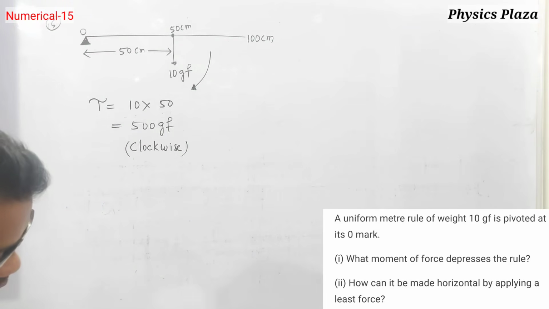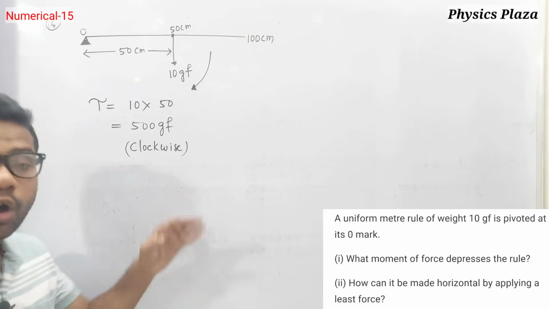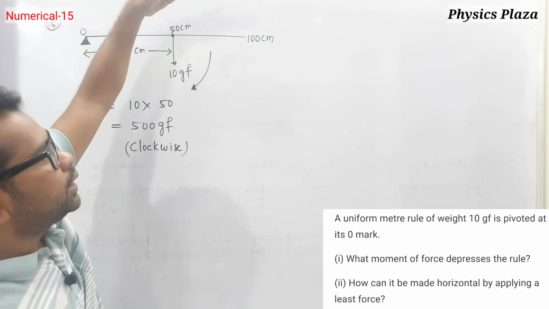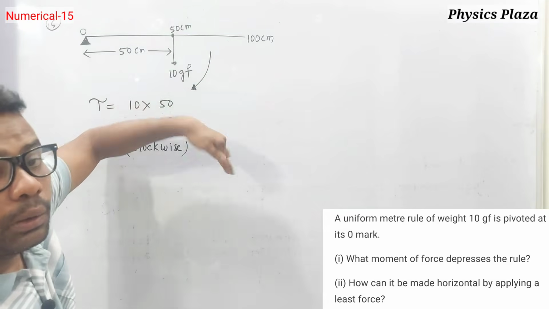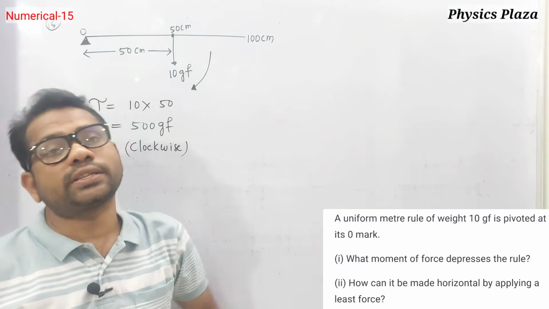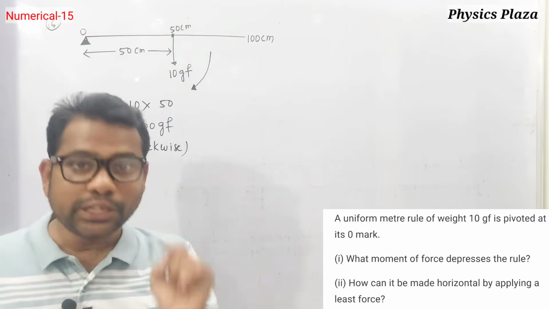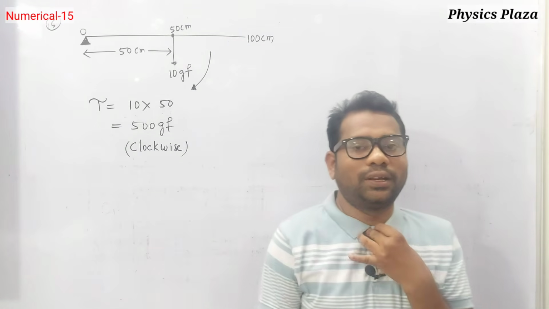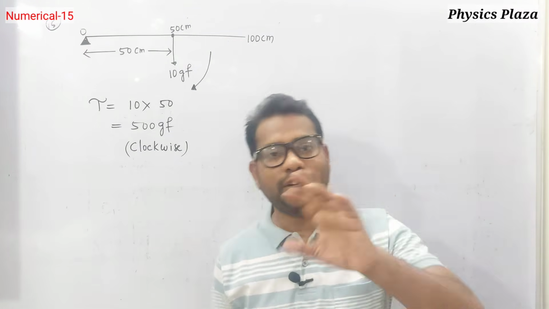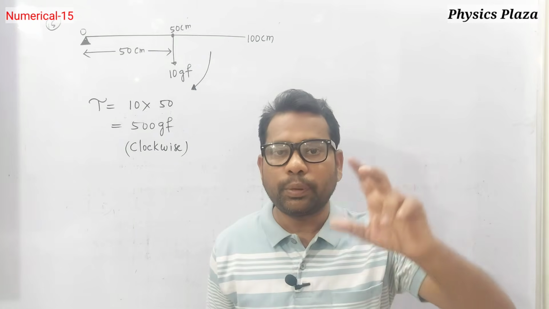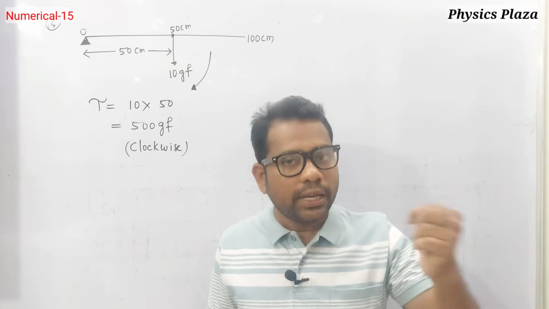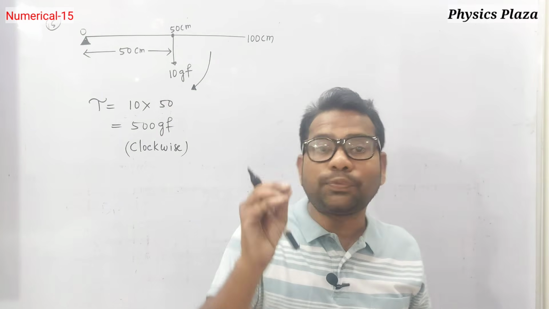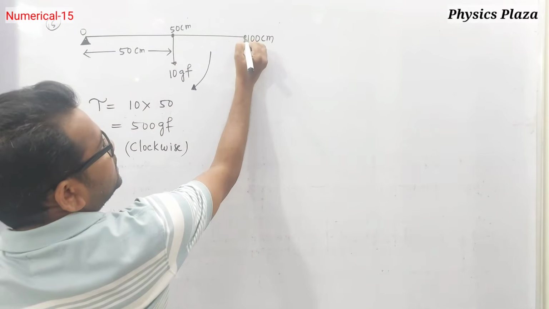The second question they are asking, children: how can it be made horizontal by applying the least force? It will try to depress in a downward direction, but how are you going to make it horizontal? For that we need to apply the least force. Children, here we need to recall the concept of how force is related to the perpendicular distance. The more the perpendicular distance, the less the force. The less the perpendicular distance, the more the force required. Now they are asking us to apply the least force. Least force means at this end only.